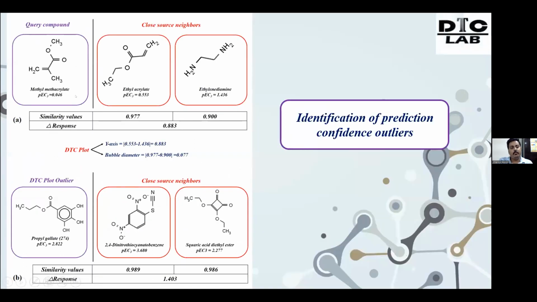So this is the case where, for a particular query compound, the similarity values are not quite as high and the response difference is also low. But in the case of DTC plot outliers, you can see that the similarity values are low, but the response difference is quite high. So this compound can be removed from the test set.